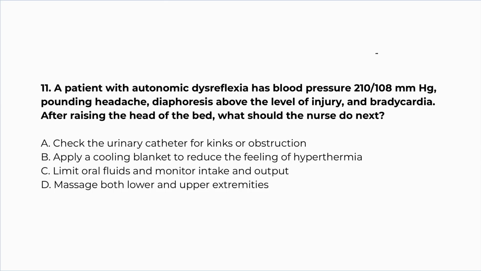Question number 11: a patient with autonomic dysreflexia has a blood pressure of 110 over 8, a bounding headache, paraparesis above the level of injury, and bradycardia. After raising the head of the bed, what should the nurse do first?